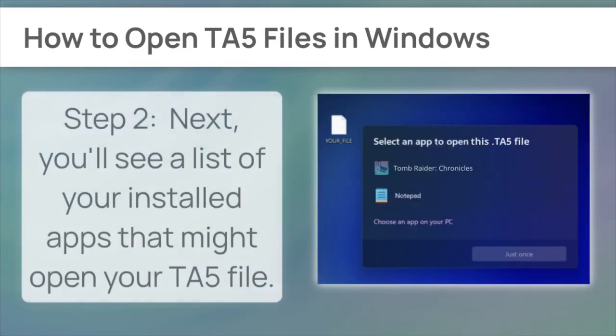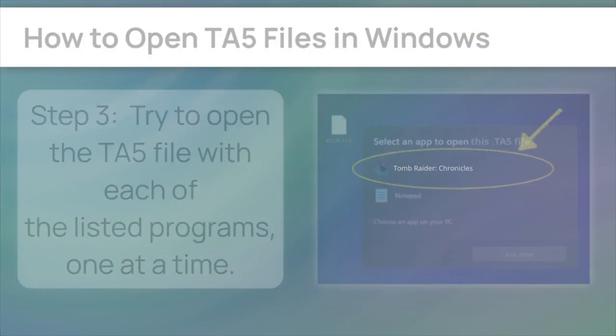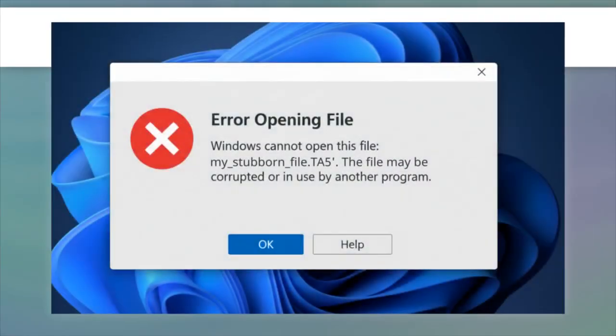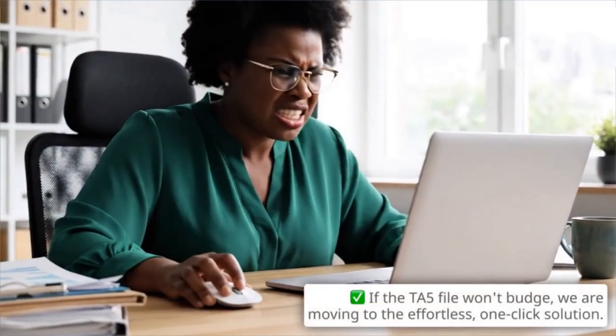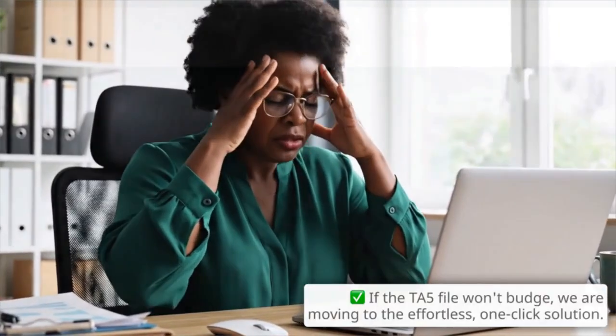Right-click the TA5 file and select Open With. If Tomb Raider Chronicles is installed, test it now. If not, choose another application. Every app handles errors differently. If you cannot access the TA5 file, no problem. Before we proceed to the guaranteed fix, let's clarify the why. Here are the top technical explanations for the persistent TA5 file error.